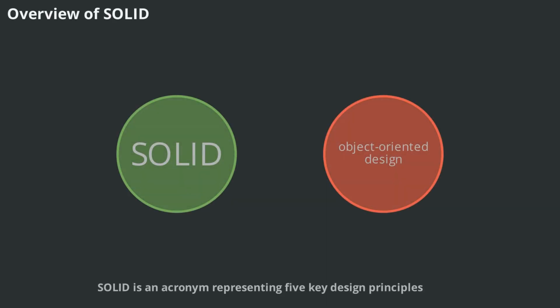SOLID is an acronym representing 5 key design principles: single responsibility, open-closed, Liskov substitution, interface segregation, and dependency inversion. Each principle addresses a specific aspect of software design, working together to create systems that are easier to manage and evolve. In the next scenes, we'll break down each principle, explain its core idea, and provide real-world Java examples. Let's begin with the single responsibility principle.